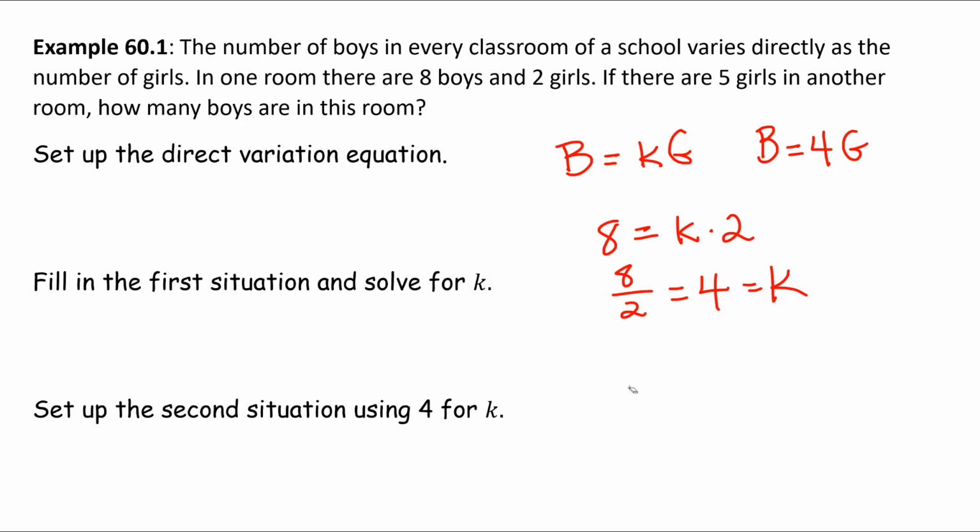So all I have to do now is put in 5 for girls. So the number of boys is equal to 4 times the number of girls. And in this last sentence, it's telling me there are 5 girls in this other room. So the number of boys is going to be 20.